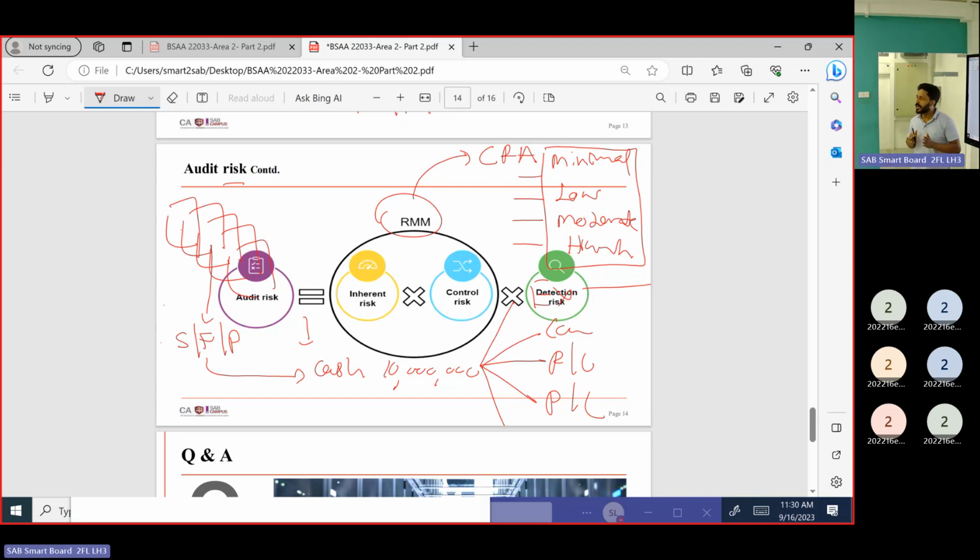Now we are at the planning stage. Firstly, before we plan, we have to assess the risk. Then only can we plan the procedures. We have to do that at the assertion level. Your risk assessment should be done to the assertion level.